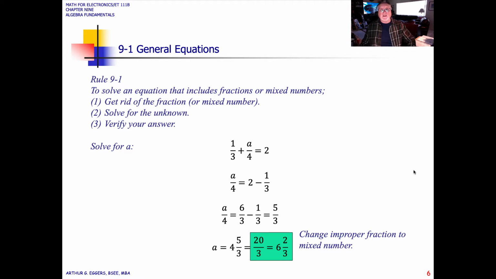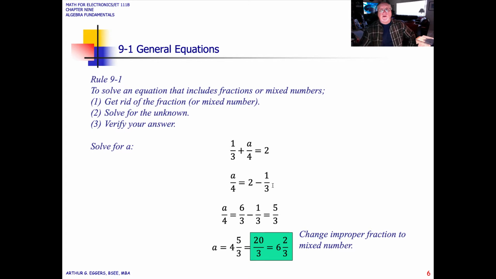So in this expression, 1/3 plus a over 4 equals 2, we're going to start moving the terms around so that we get that a on the left side by itself, so that we have all of the real numbers or the whole numbers there to solve for. So the first thing we're going to do is subtract 1/3 from either side. This leaves us with a over 4 equals 2 minus 1/3.